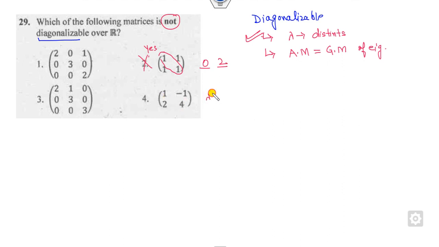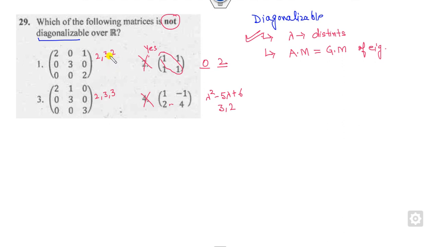What is that? It's lambda square. Trace will be 5, determinant will be 6, so eigenvalues are 3 and 2. Again, they are distinct, so yes, it is diagonalizable, but we need a no. What are the eigenvalues of this? 2, 3, 2, because it's a diagonal matrix. Here it is 2, 3, 3.